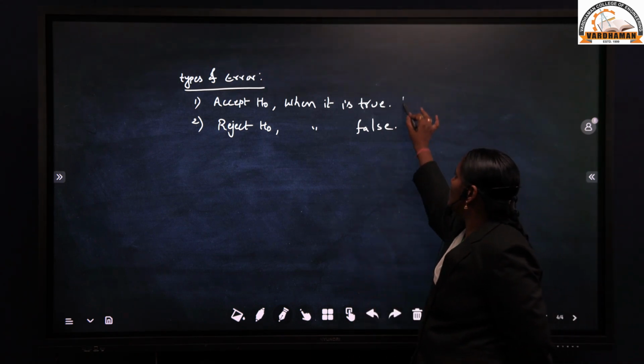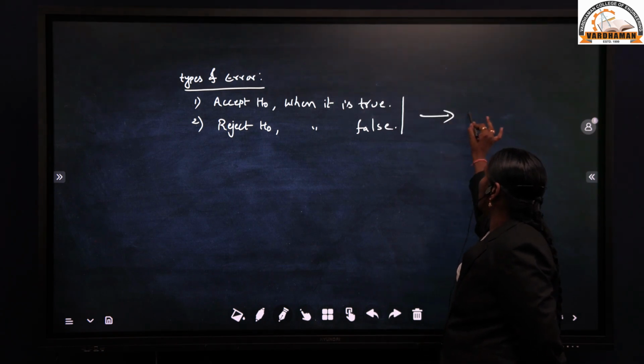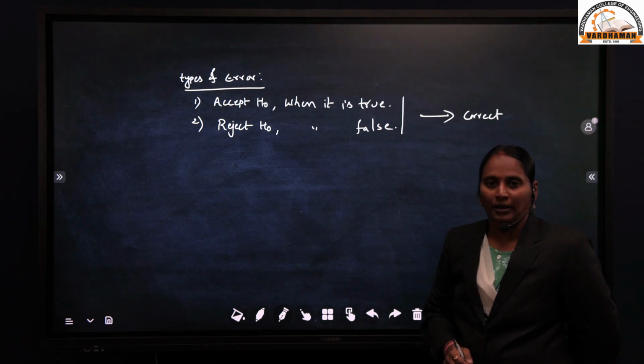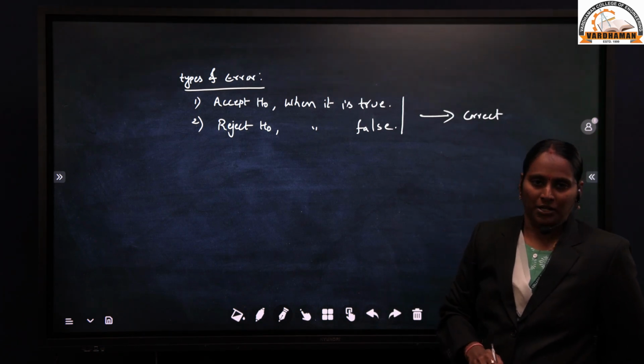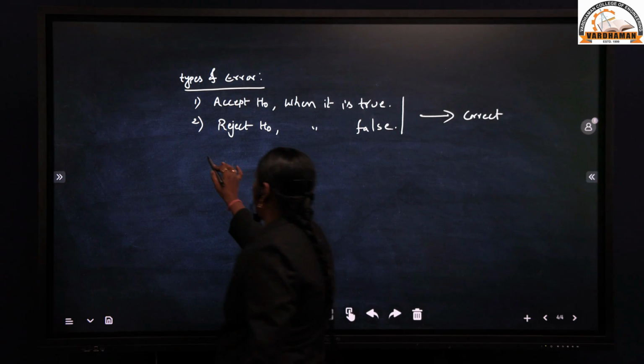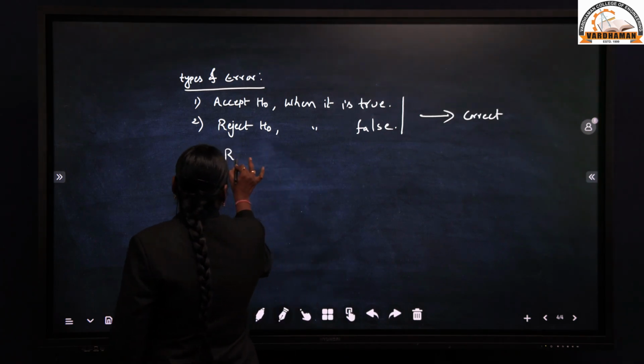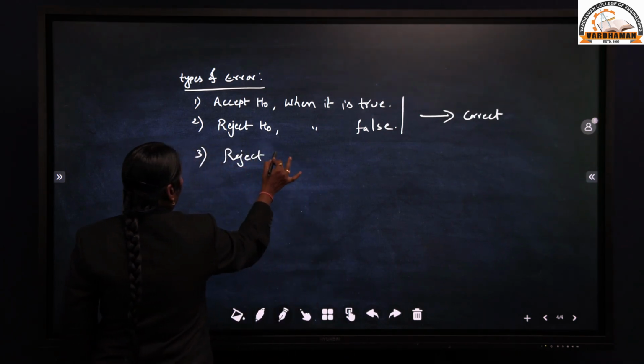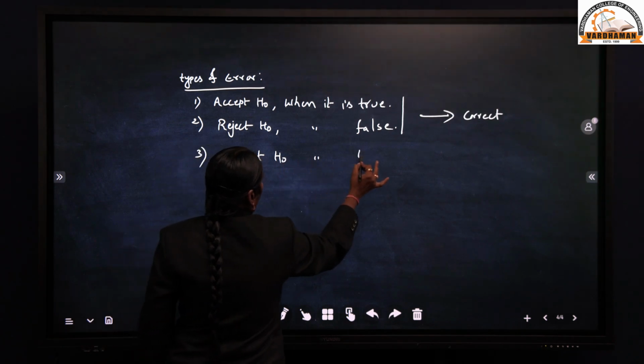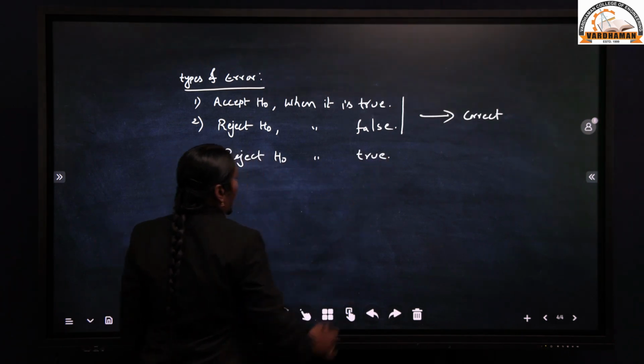So these first two statements are the correct statements. Now let us see the error statements. Let us see the third one. The error statement is: reject H0 when it is true.